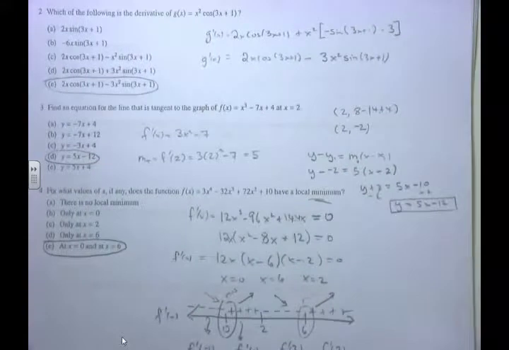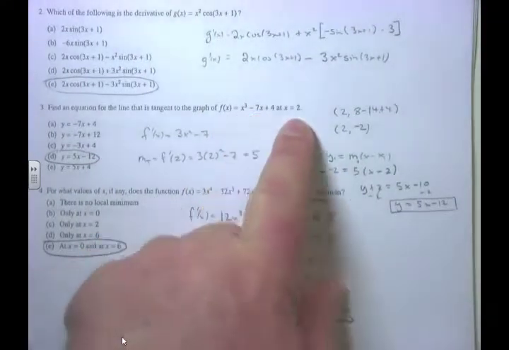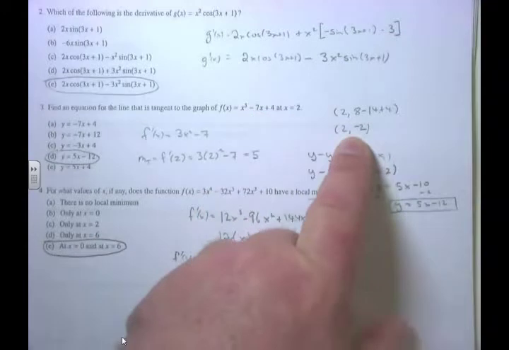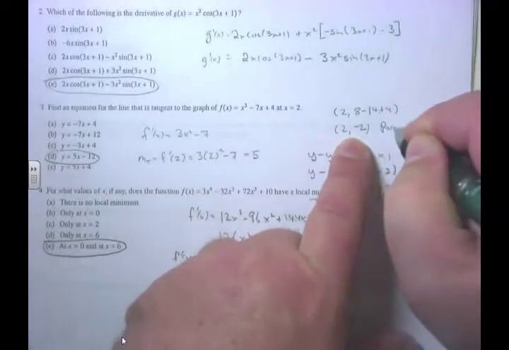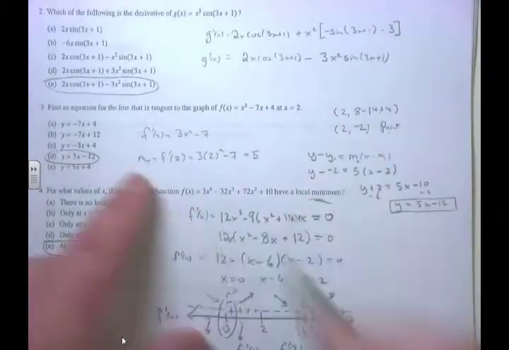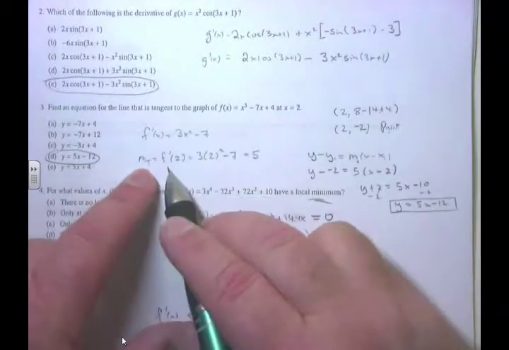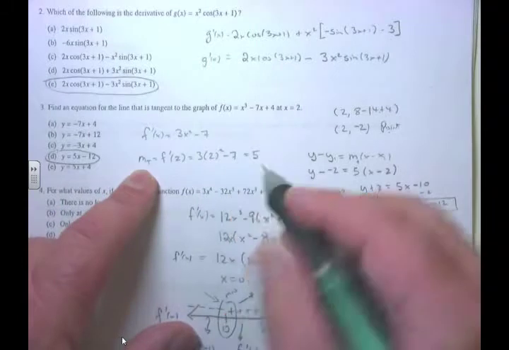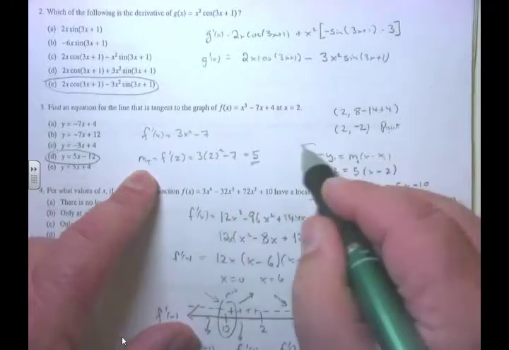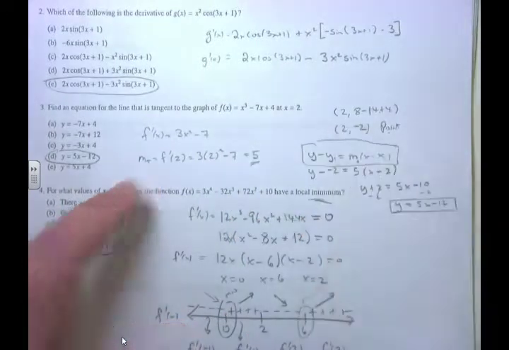Find the equation of the tangent line of this particular function at the point x equals 2. So the first thing I came up with was my point, by plugging x equals 2 into the original equation. The next thing I did was take the derivative and then plug in 2 to get the slope of my tangent line, which is 5. And then I used the point-slope formula.